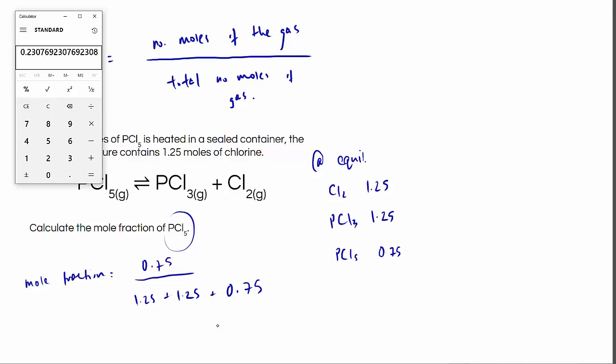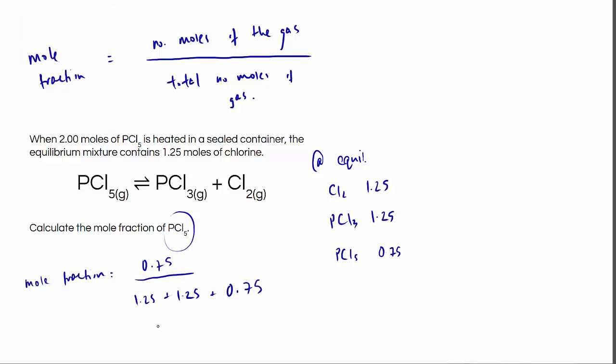That gives us 0.2307. Again, 3 significant figures looking at our information given. That will be 0.231, and that is my mole fraction of that. Nice and simple. No units associated with this because it's just molar numbers. There are no units here at all, so we can just say it's 0.231.